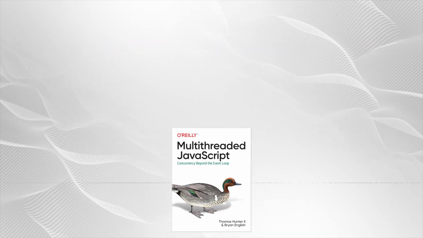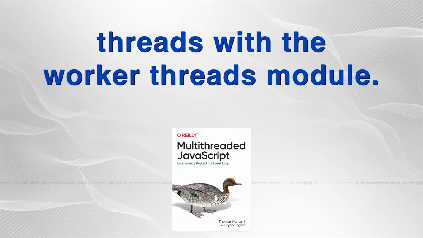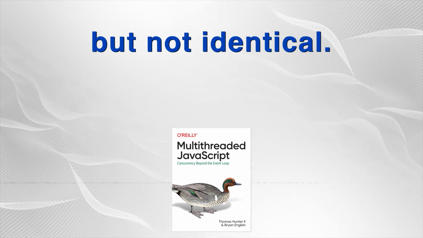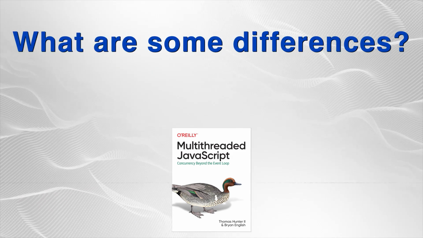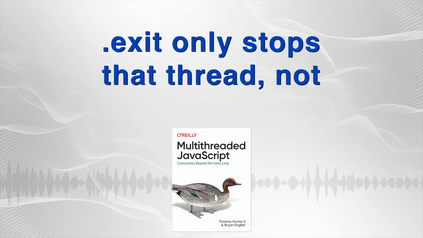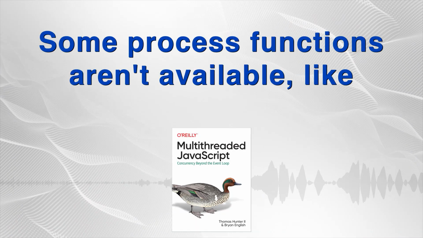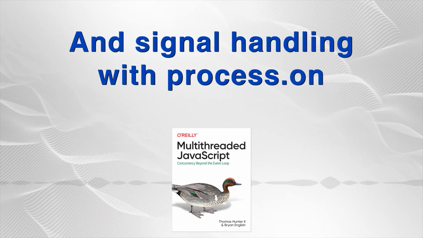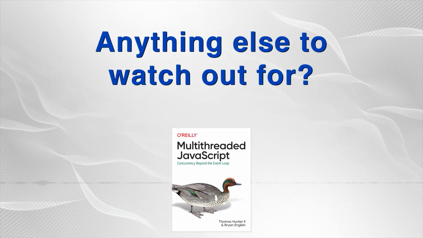That's the key difference. Now, Node.js has built-in threads with the worker_threads module. It's similar to browser web workers, but not identical. What are some differences? Well, in a worker thread, process.exit only stops that thread, not the whole application. Some process functions aren't available, like changing the directory. And signal handling with process.on is different.